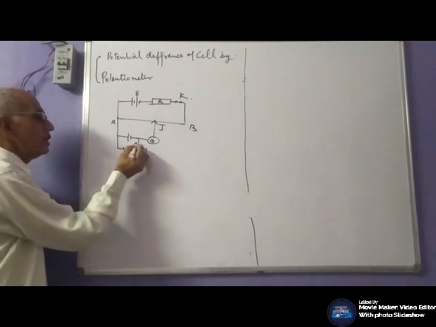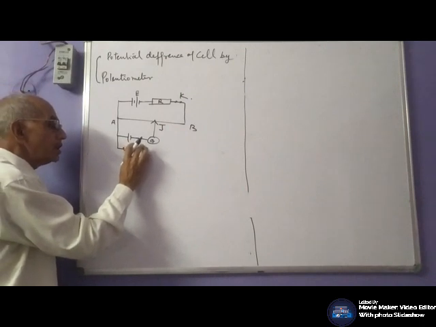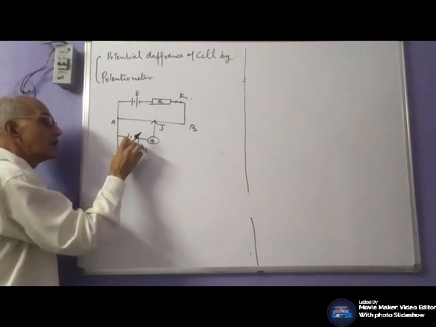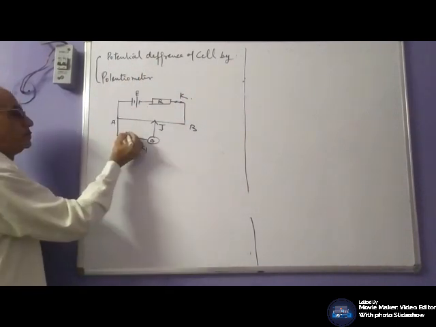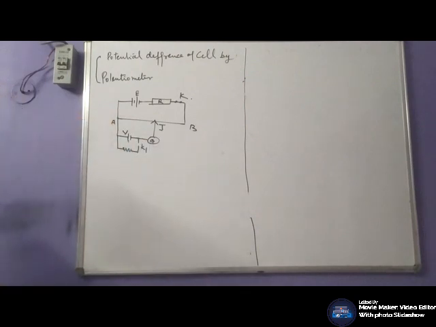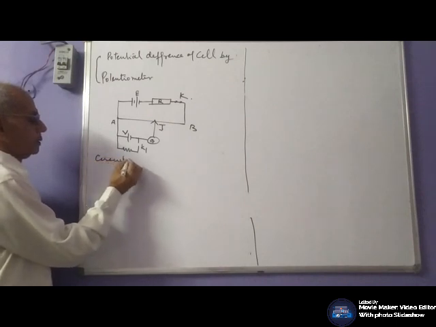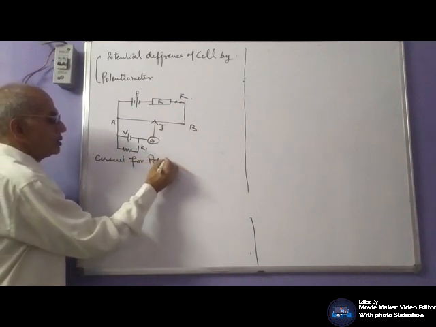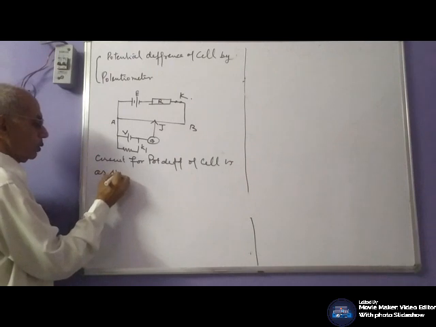When this key will be inserted, there is V, potential difference, terminal voltage. If this is not inserted, then this will be EMF of this cell. If EMF is to be measured, we will not insert this. If potential difference is to be measured, we will insert this. That means that potential difference. Circuit for potential difference of cell is as shown.